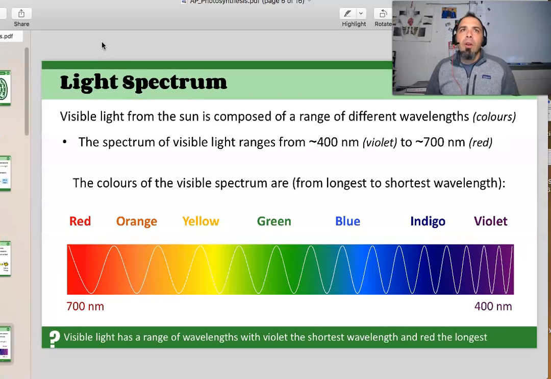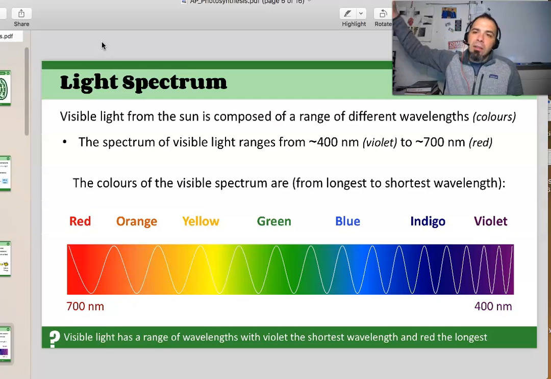So when we talk about photosynthesis, we need to talk about the light spectrum. Visible light from the sun is composed of different ranges of different wavelengths or colors. Your visible spectrum is from about 400 nanometers to about 700. The colors of visible light from longest to shortest: your reds are your longest, orange, yellow, green, blue, indigo, and violet. And hopefully you remember from biology, the reason why things look green is because green is being reflected, all the other light is being absorbed.